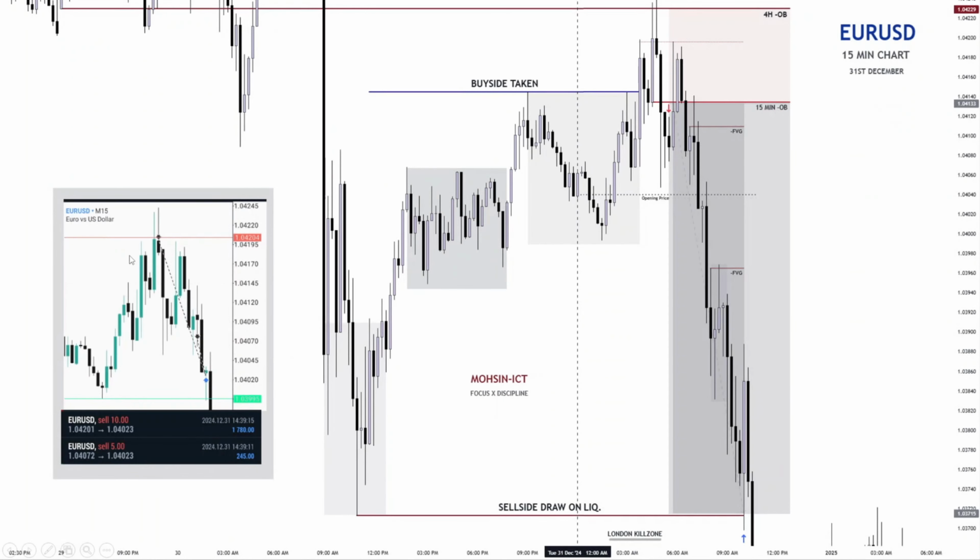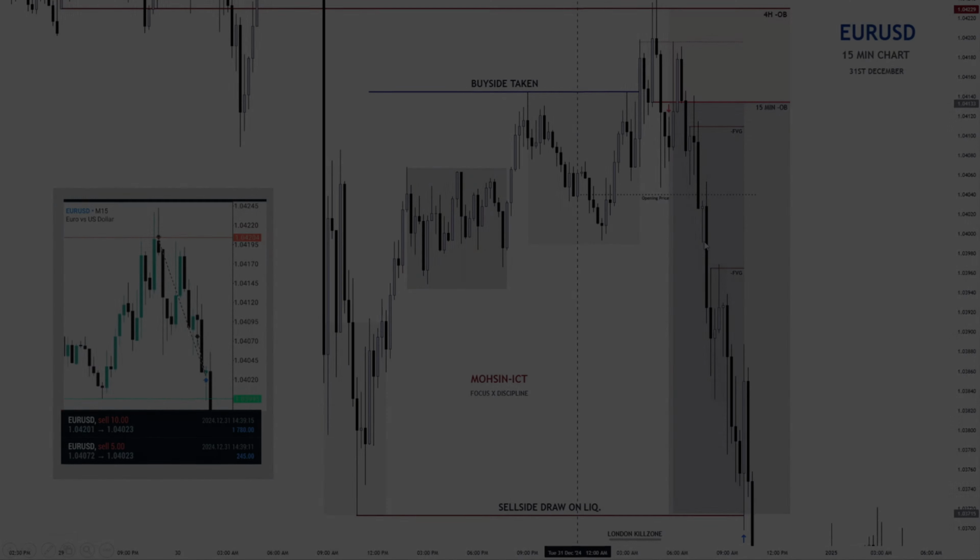You see, there's a certain cycle that repeats in the algorithm in order to generate liquidity and target liquidity at the same time.